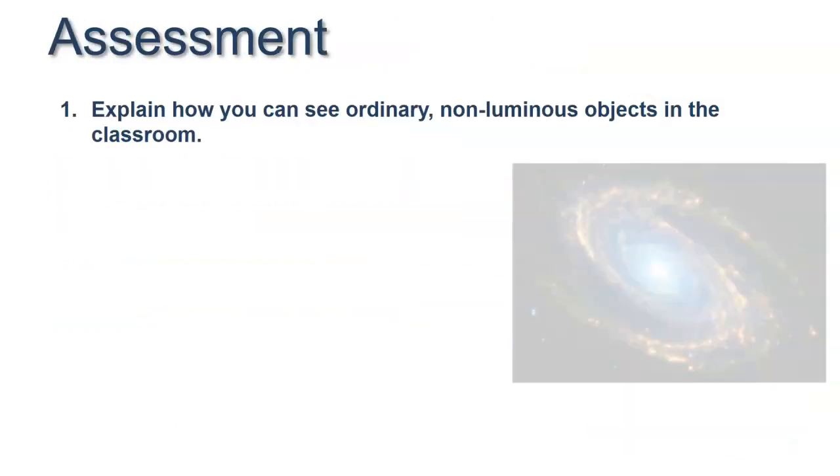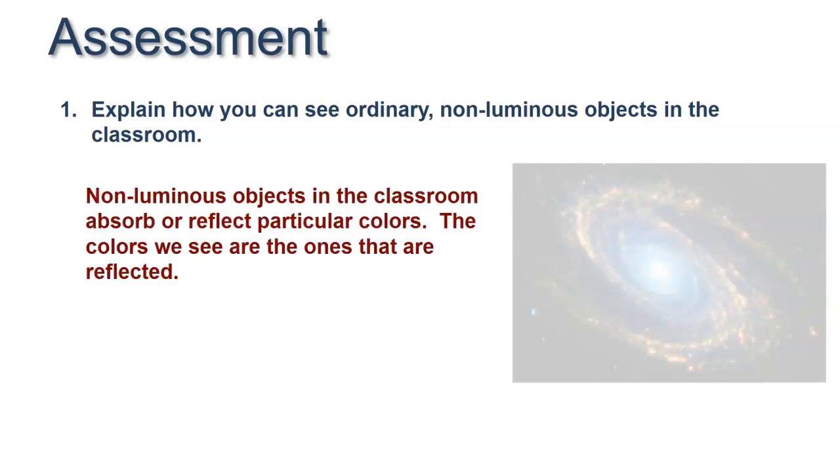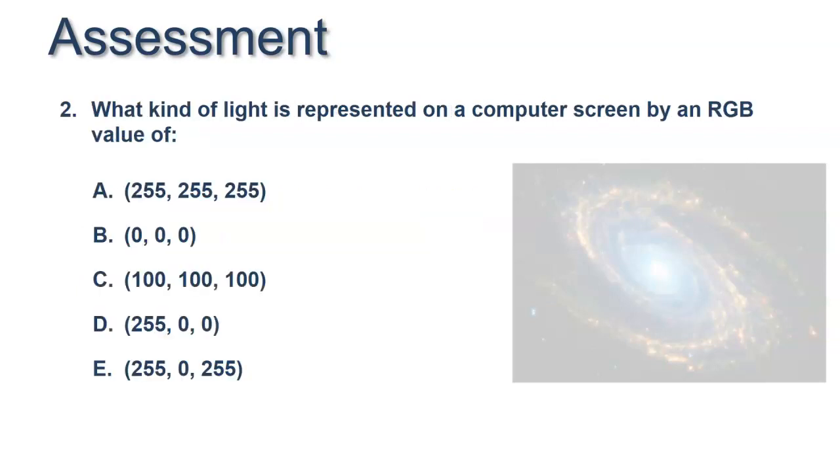So go ahead, we're going to work through these assessment questions here and finish this part up. Explain how you see ordinary non-luminous objects in the classroom. Non-luminous objects in the classroom absorb or reflect particular colors. The colors we see are the ones that are reflected.